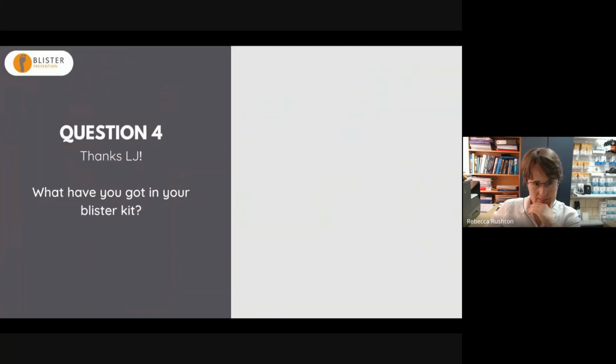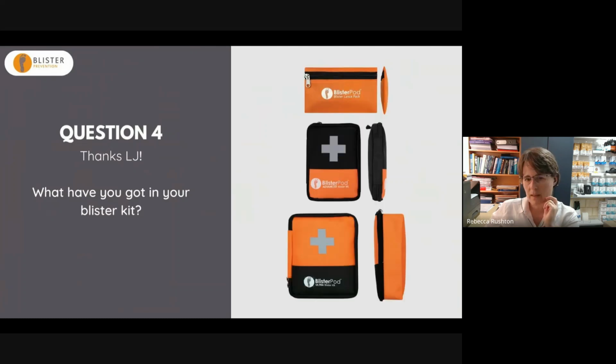Hope that makes sense. And the last question was from LJ. What have you got on your blister kit? This is a great question. LJ, I've got 3 blister kits that I sell. I've got a blister lance pack, for people who want to pop blisters. So basically I've put some stuff together that allows them to do it safely and without the risk of infection. So it includes all sterile components.